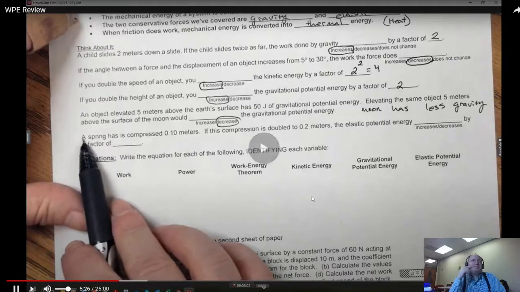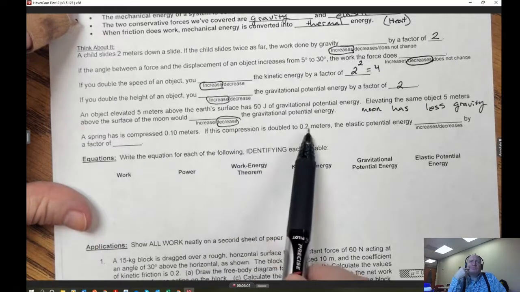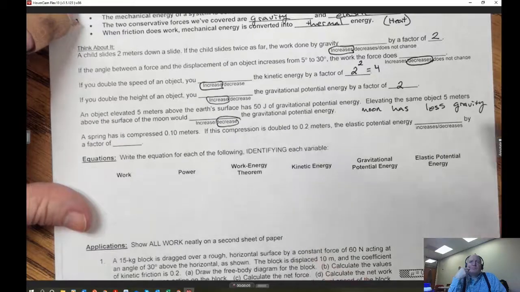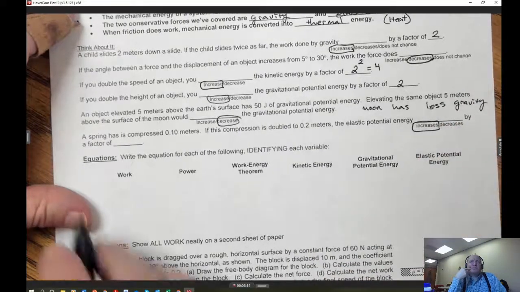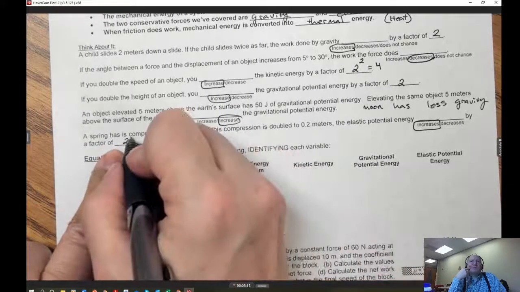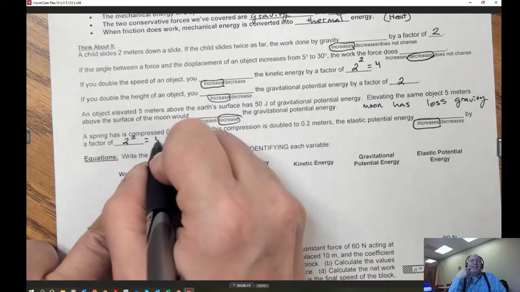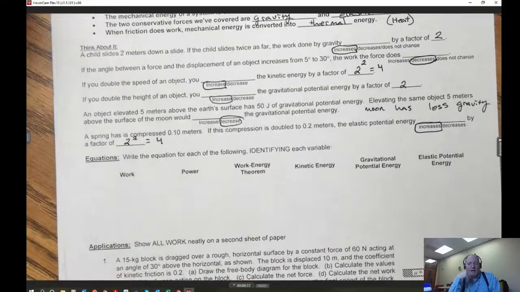We've compressed the spring 0.1 meters. If this compression is doubled to 0.2 meters, the elastic potential energy will increase. We are storing more energy in the spring by a factor of 2, but distance is squared. Ha ha ha. So, by a factor of 2 squared, or 4. Yep. Love it.